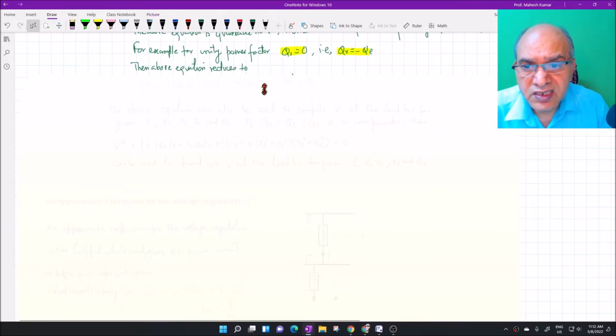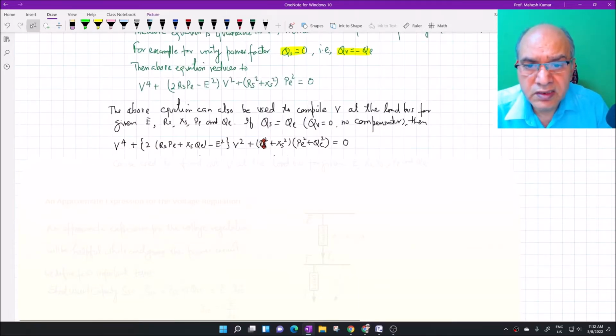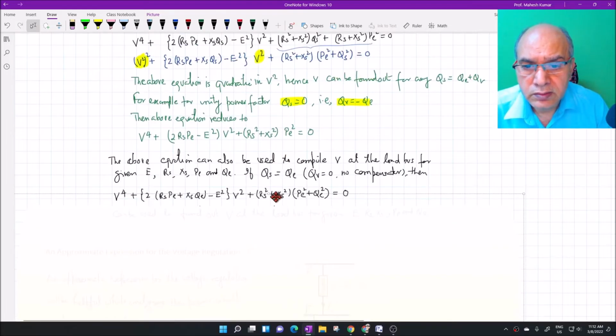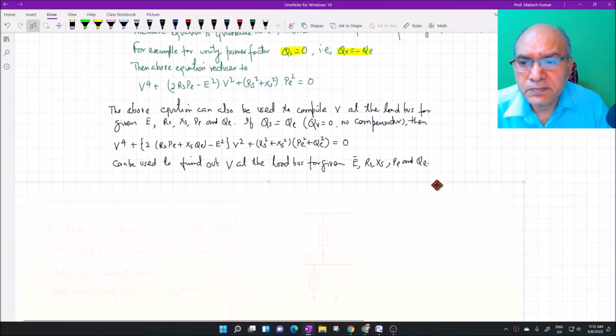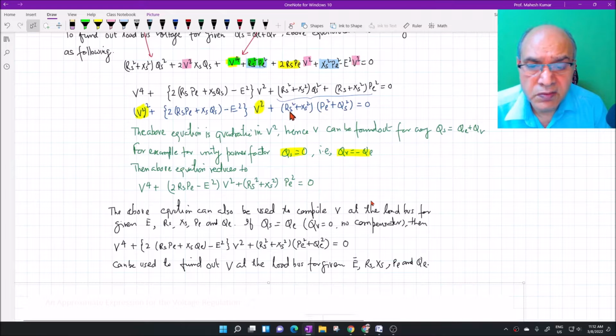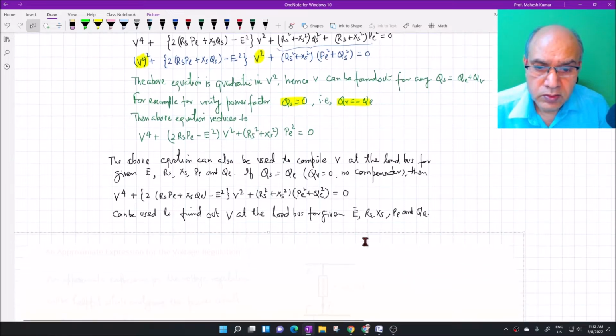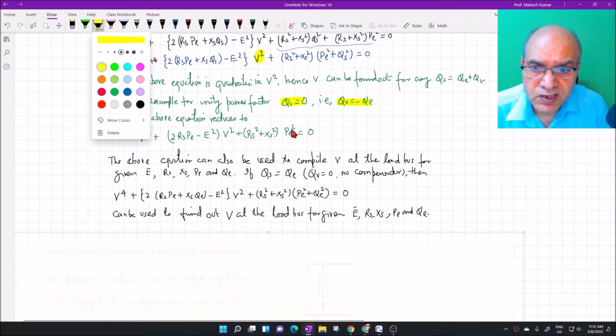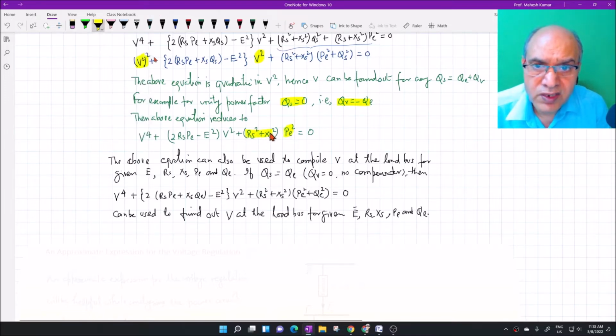Now if we substitute this condition in the previous equation, what do we get? We will get that QS is 0. Therefore, the remaining term is RS square plus XS square into PL square. So this term is 0 here, only PL square is there. So this is PL square and this is RS square plus XS square. Then here QS is 0, so this is 0. It becomes 2 into RS PL minus E square into B square, and this is B to the power 4.